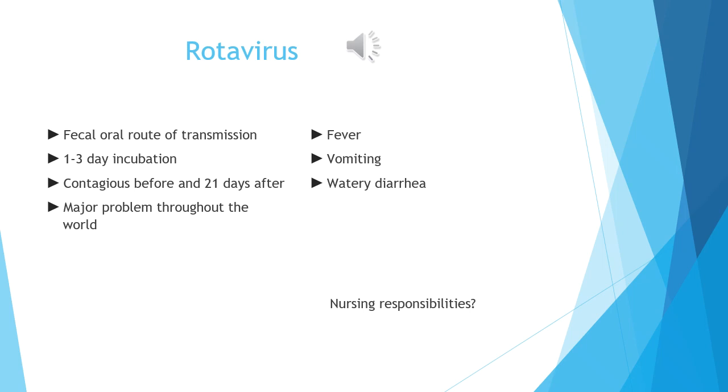Rotavirus is a leading cause of gastroenteritis, but the incidence of this cause has decreased since we started vaccinating for rotavirus. Even though there is a vaccine, it still does continue to be a major problem throughout the rest of the world. It's extremely contagious and often causes fever, vomiting, and watery diarrhea. Children will have multiple stools per day. Nursing responsibilities are going to include rehydration, contact isolation, and helping stop the vomiting and diarrhea, and helping control the fever.